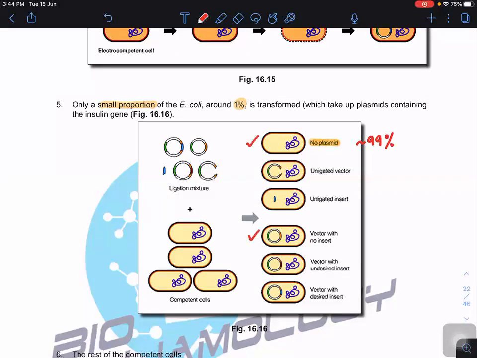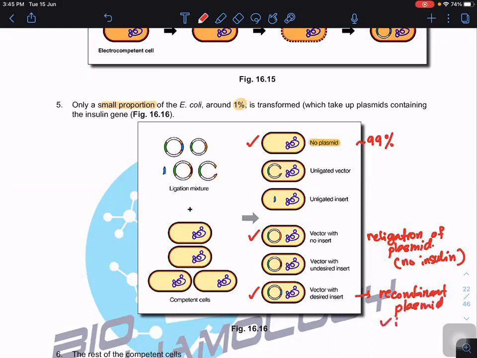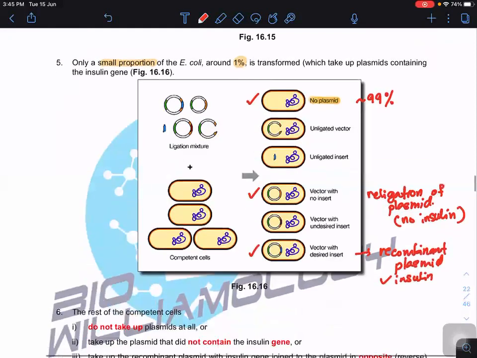Second, vector with no insert. Why no insert? Because of the religation of plasmid. It means that they take in the plasmid, but the plasmid has no insulin gene. Are you clear? And the third possible condition is a vector with the desired insert. It means that the insert is the correct one. So this one is the recombinant plasmid with the insulin gene.